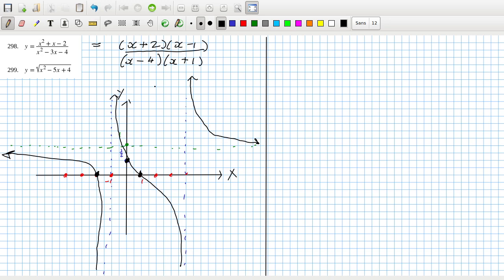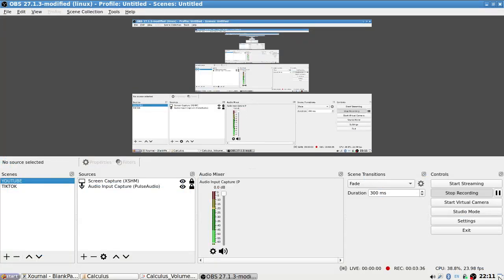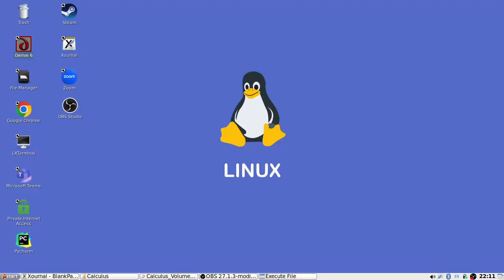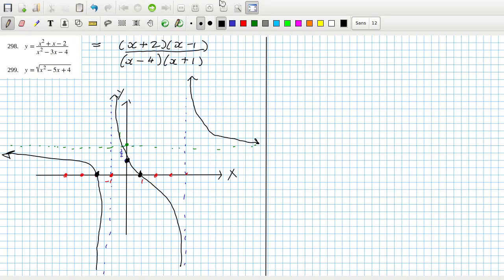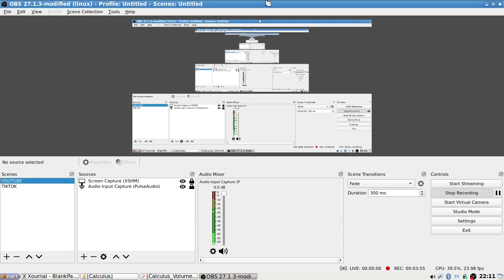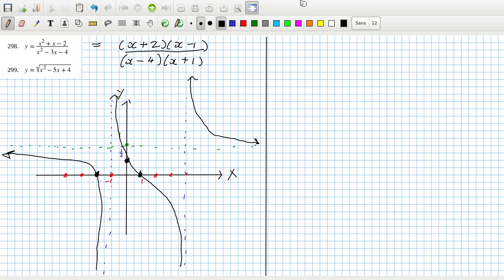I'm going to graph this in the software just to see how it looks. Let's see. I could have drawn that a bit better. But that's loading. Let's have a look at the next one.